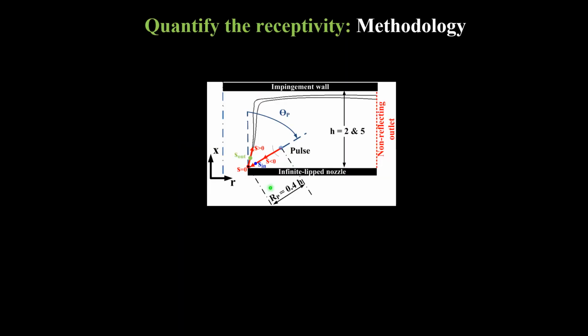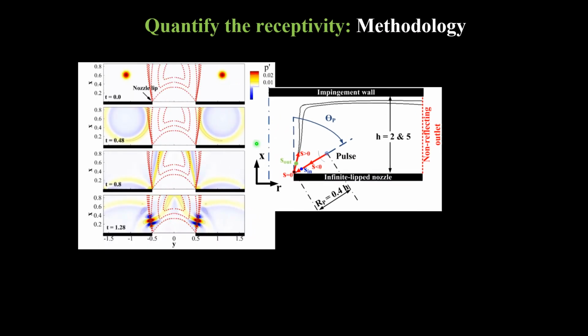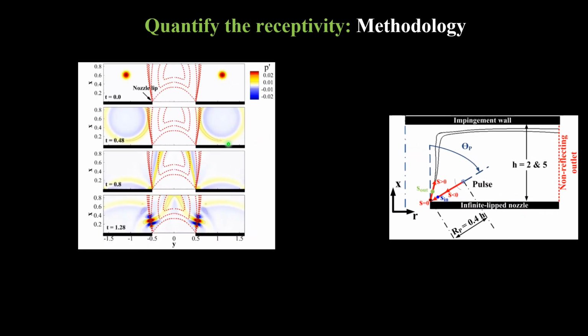For each configuration, we locate the initial pulse at a distance rp from the nozzle lip and an angular position theta p from the jet axis. We define a new coordinate: a straight line from the source to the lip, and a curved line in the shear layer. This is an example of the pulse located at 45 degrees.